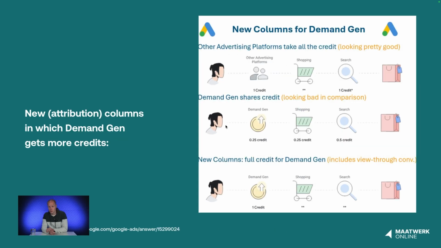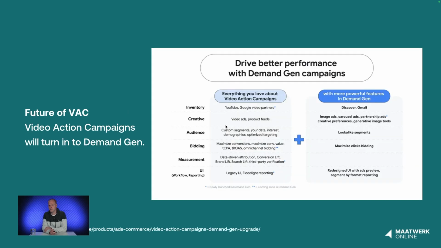There are some new attribution columns in which demand gen gets more credit. So this kind of aligns with what I was saying before, that demand gen is actually undervalued if you look at the interface, but it deserves more value if you look at attribution reports. So with the new attribution columns, demand gen actually gets those credits.